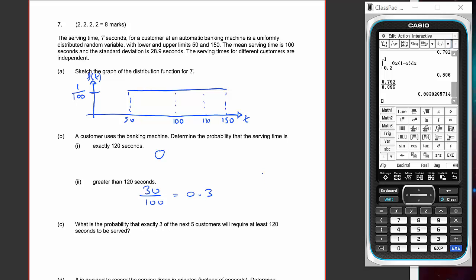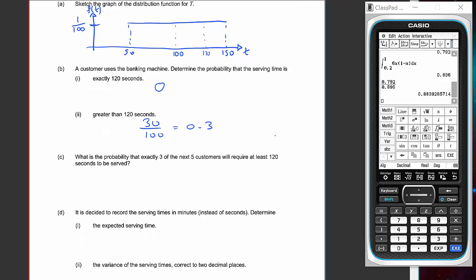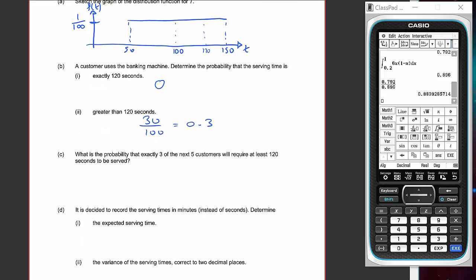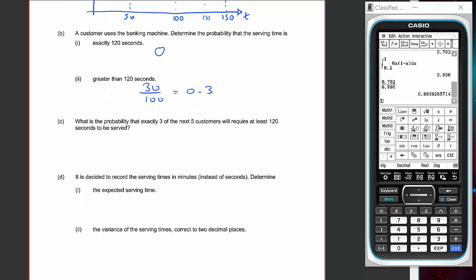What is the probability that exactly 3 of the next 5 customers will require at least 120 seconds to be served? Well, you could certainly do that as a binomial. In fact, that's a good way of doing it. And this sort of switcheroo between one distribution and another is very, very common in exams. So it's something that you need to get used to. But maybe let's not do it that way.